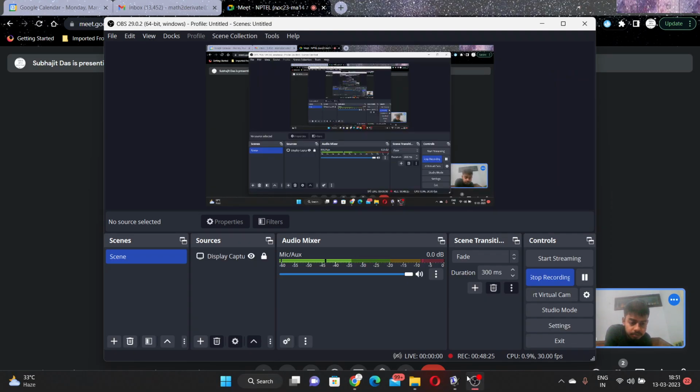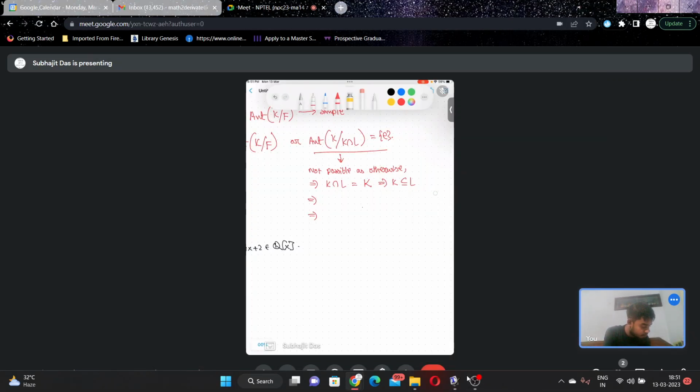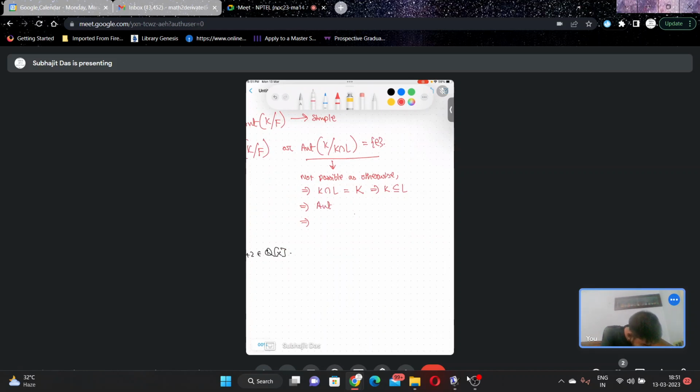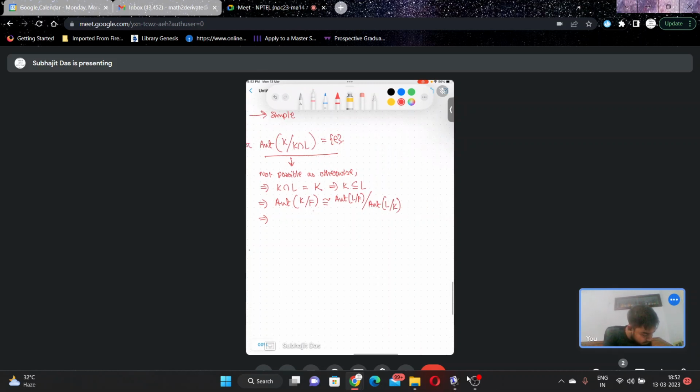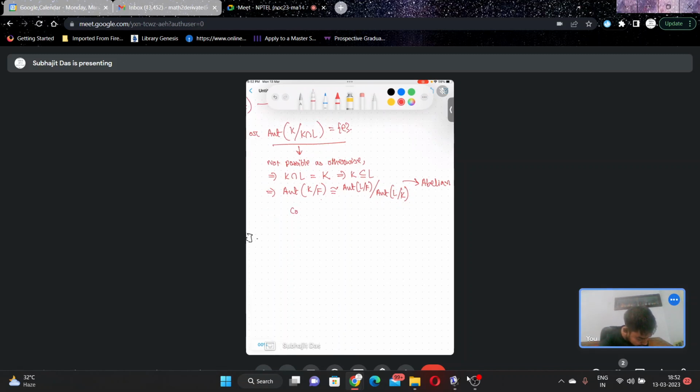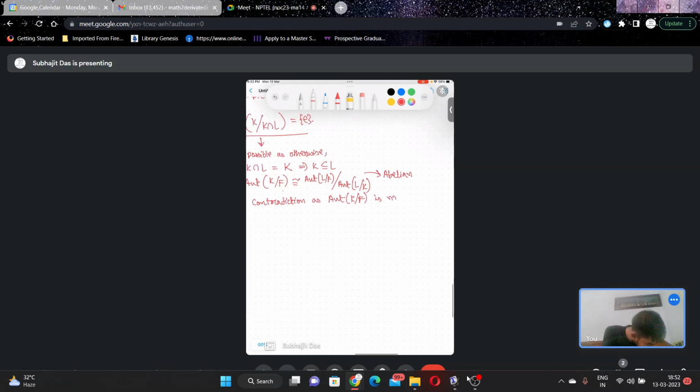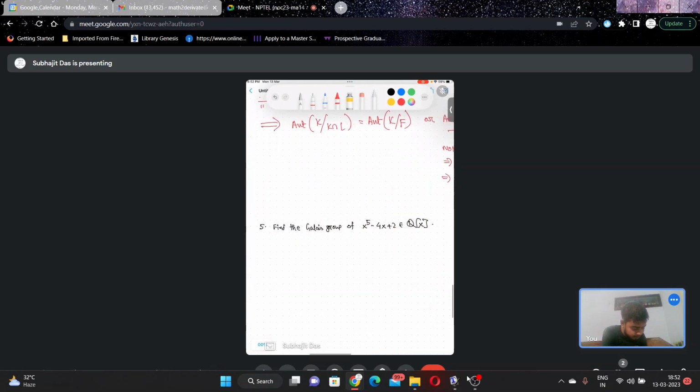So let me check if the recording is going on. So which implies Aut(K/F) is isomorphic to a quotient object of Aut(L/F), that is, isomorphic to Aut(L/F) modulo Aut(L/K), right? Which is abelian. And this is a contradiction because Aut(K/F) is non-abelian. So only the first case is possible.